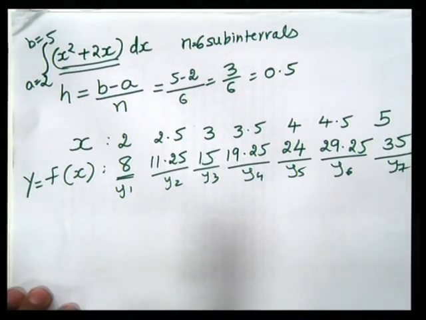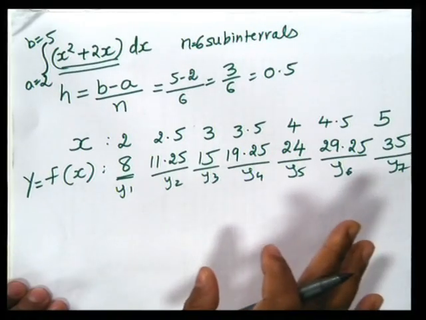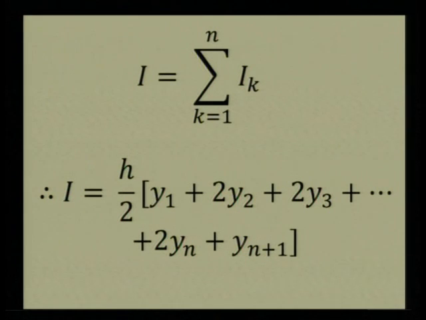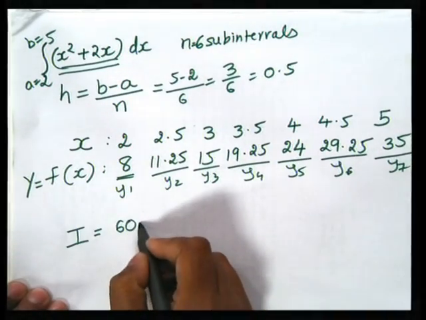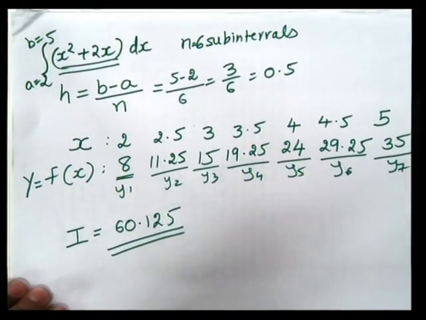Now, we already know the formula of the trapezoidal rule. Have a look at the slide. So you can see the formula of the trapezoidal rule. It is I is equal to h upon 2 times y1 plus 2y2 plus 2y3 and so on plus y(n+1). So what we do is, we have y1, y2 up to y7. We put these values inside the formula and take h is equal to 0.5. If we substitute all these values in that formula, we will get the answer I is equal to 60.125. This is the answer which you will be getting when we put all these values into that formula.